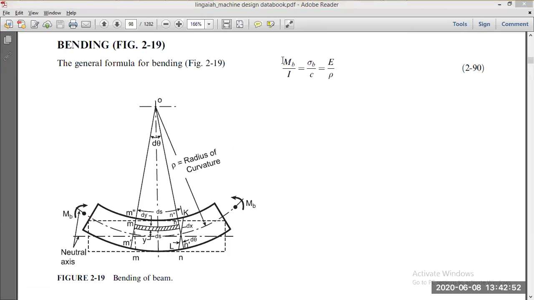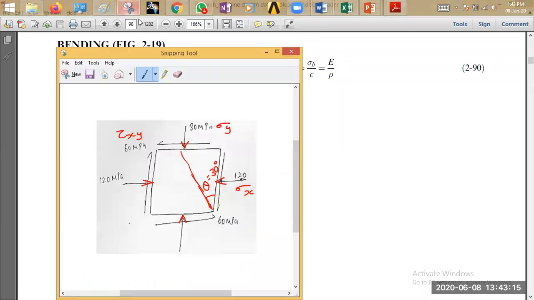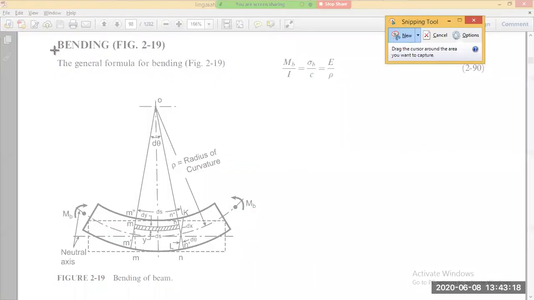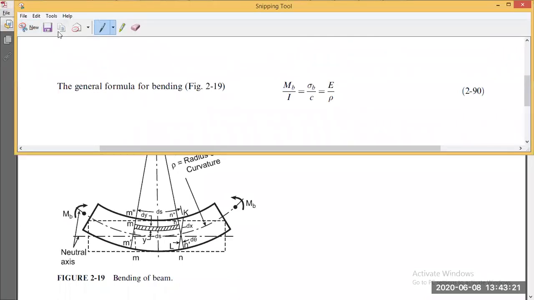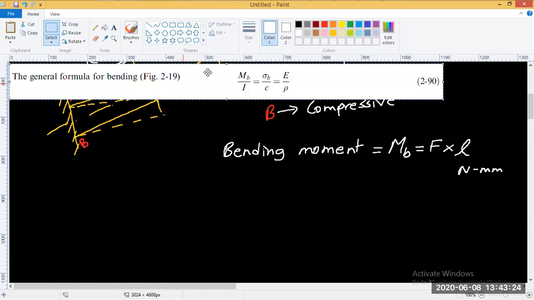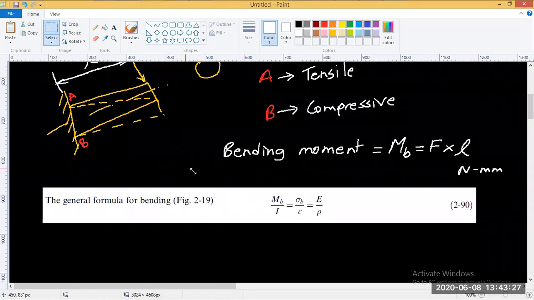So we can link bending moment with stress in this fashion, where I is called the moment of inertia and C is the distance between the neutral fiber and any one of the outer fibers, the half distance you can call it. Okay, so we can extract this equation here. This is called the general formula of bending. So we can link it using this equation, where I want to link my bending moment to stress.